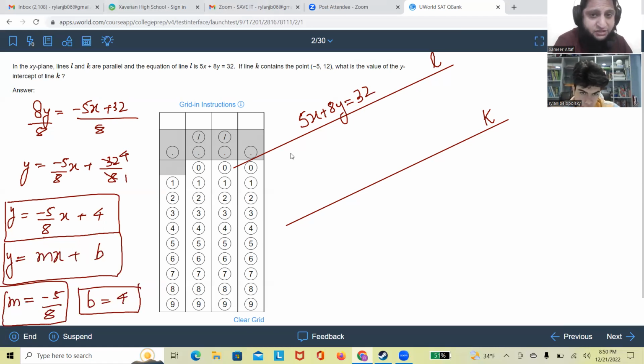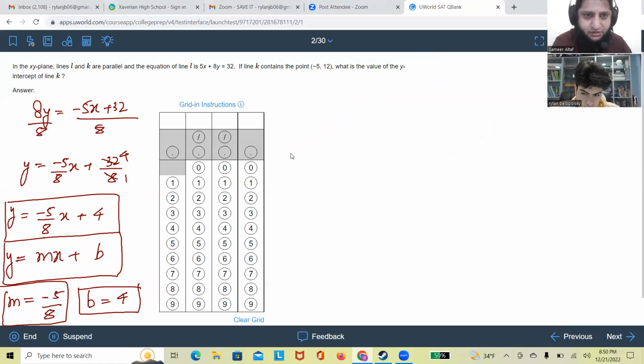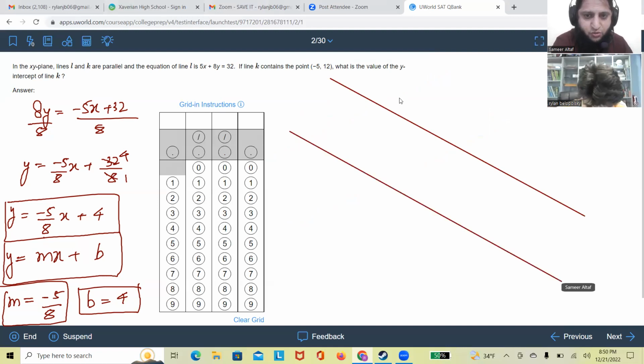Since the slope is negative, I have created them wrong. It's not going up, it'll be going down, both the lines. So I can just make it a little better. So I can go like this. So one line is having the slope as negative 5 over 8, and the y-intercept is 4. Doesn't that mean the line K is also having the slope as negative 5 over 8 because they're parallel?